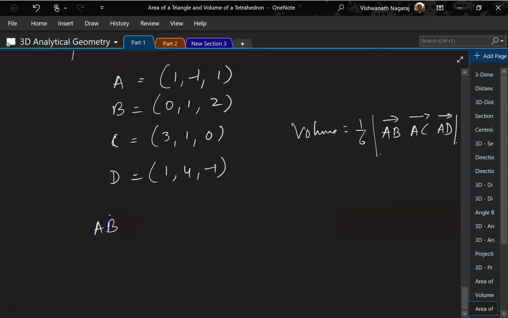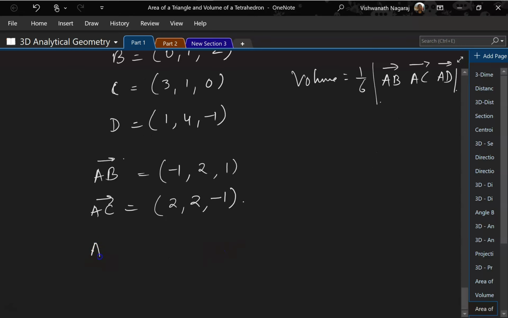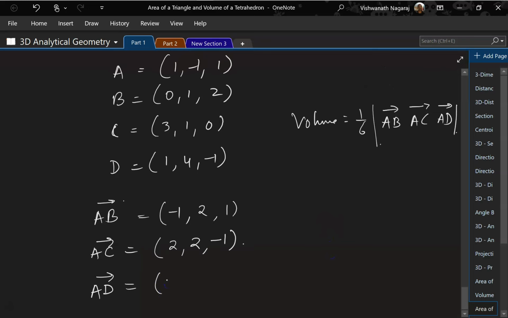Now here, first we have to find out AB. So AB is equal to (0 minus 1, 1 minus minus 1, 2 minus 1), that is (-1, 2, 1). AC is equal to (3 minus 1, 1 minus minus 1, 0 minus 1), that is (2, 2, -1). Okay, AD is equal to (1 minus 1, 4 minus minus 1, minus 1 minus 1), that is (0, 5, -2).